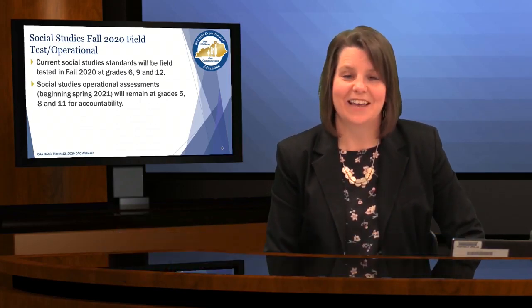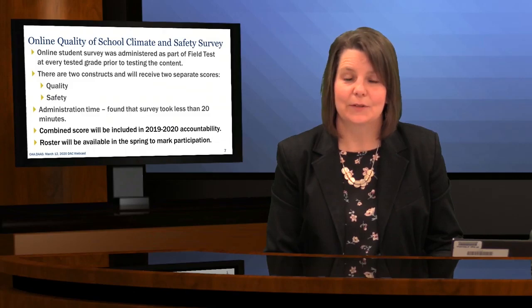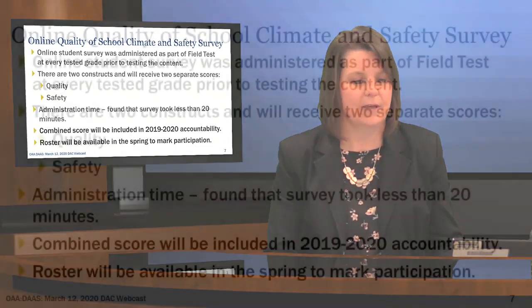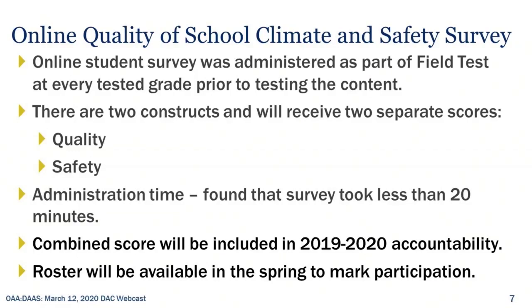The Quality of School Climate and Safety Survey was administered successfully during this field test window. Now, it was a little bit of a disconnect between the Quality of School Climate and Safety Survey and the field test, because the window was the field test window, but that survey is operational. Moving into 2021, we will combine the Quality of School Climate and Safety Survey with the summative operational assessments, so that there's not the disconnect that we've had here during this time frame.